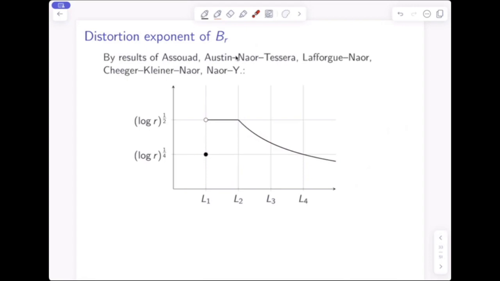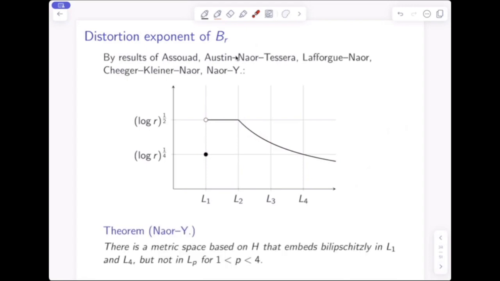This turns out to be a weird phenomenon. One consequence of this is that you can use it to construct a metric space that embeds bi-Lipschitzly in L1 and L4, but not in any of the Lp spaces in between. And this is the first construction of a metric space like that.